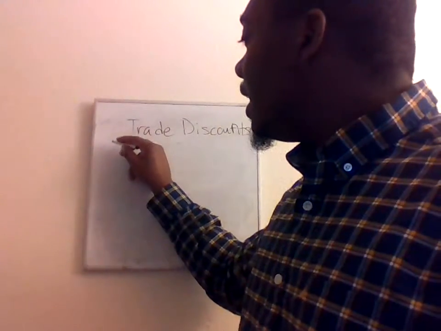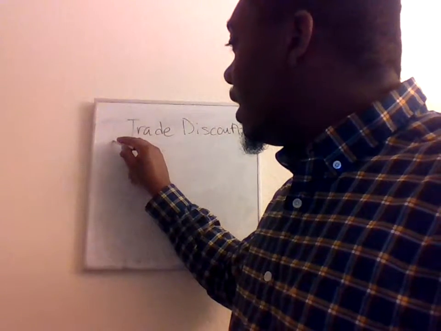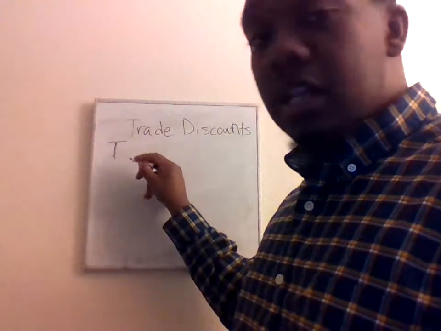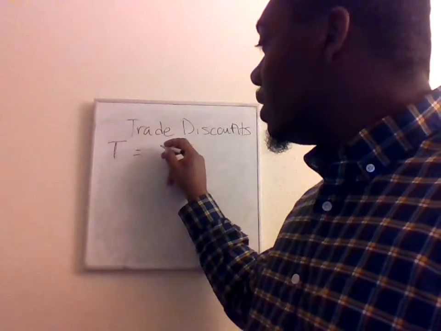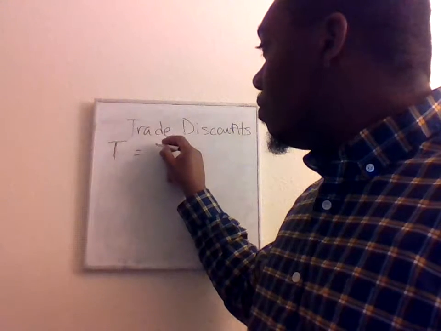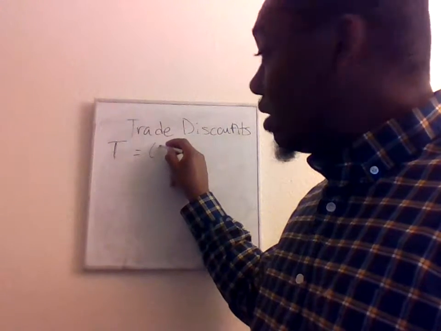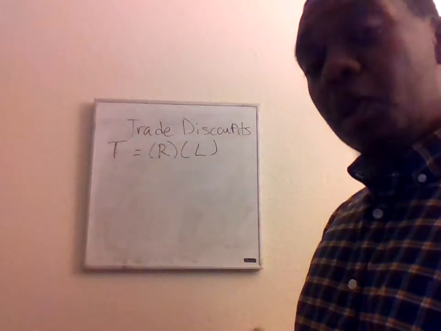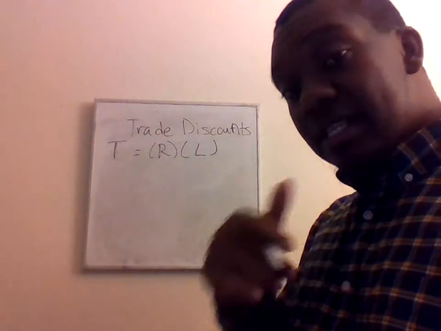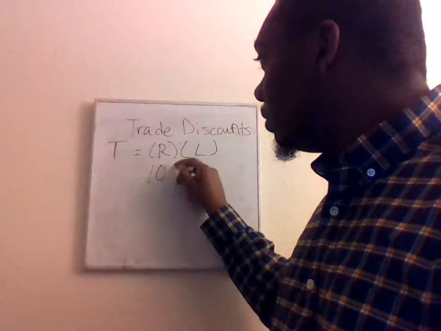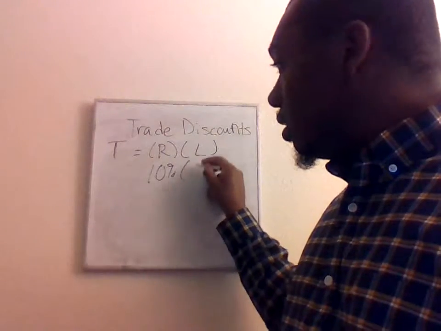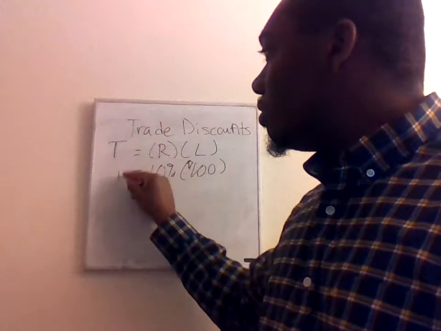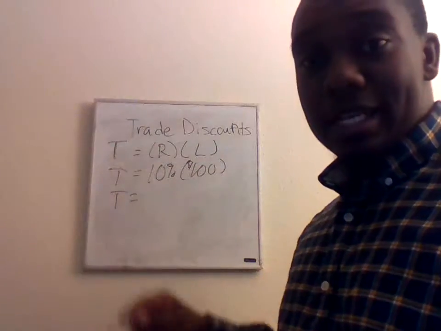We would have a trade discount. Let's call it T, and that will be equal to the discount rate, let's call that R, times the listed price. In our example, we're going to get a 10% discount off of the listed price of $100. So, what is our trade discount in that case?